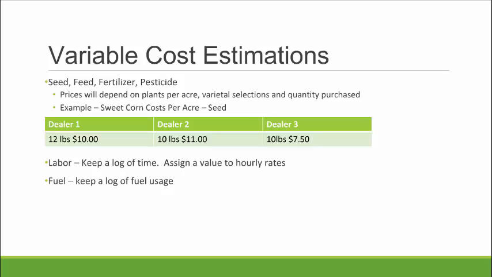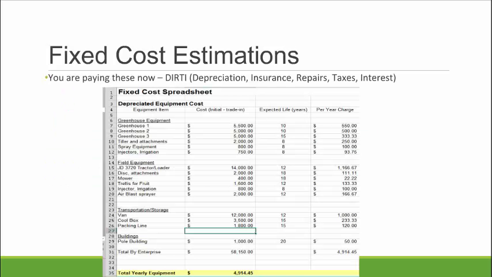Those are more difficult to estimate, especially if you've never done it before, if you've never grown that crop before, how much time it's going to take pruning or trellising or staking or harvesting. Definitely keep a log of the amount of time you do spend doing those, and consider what your hourly rate could be that you could assign to that, so a value to that hourly time. And then again, keeping a log of fuel usage, that's usually considered a variable cost, because as you increase the amount of acres, you increase the amount of fuel you use.